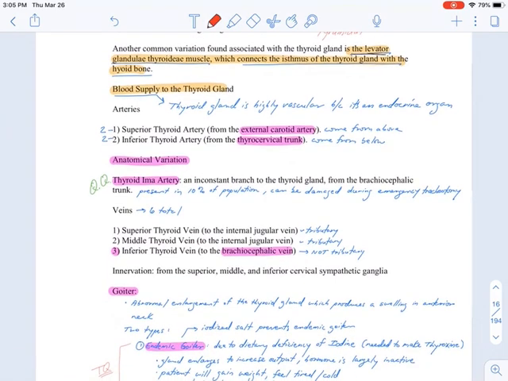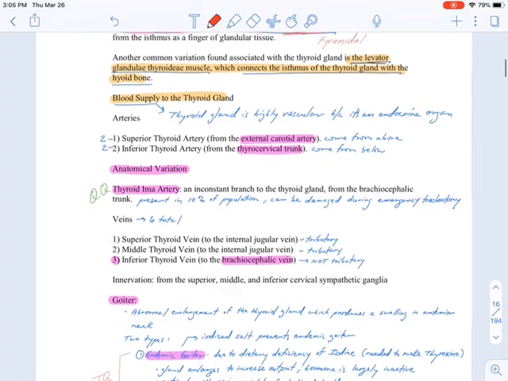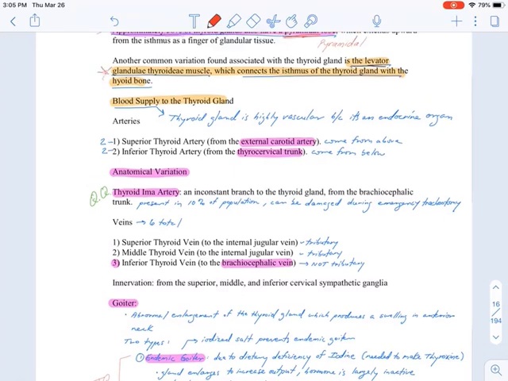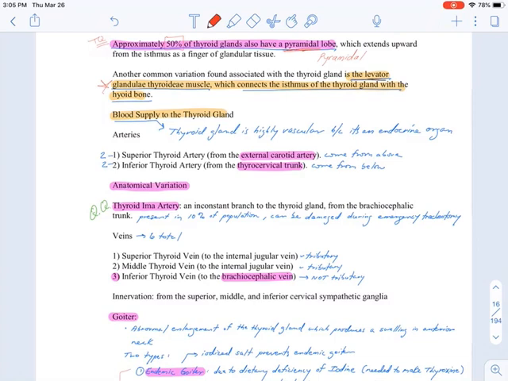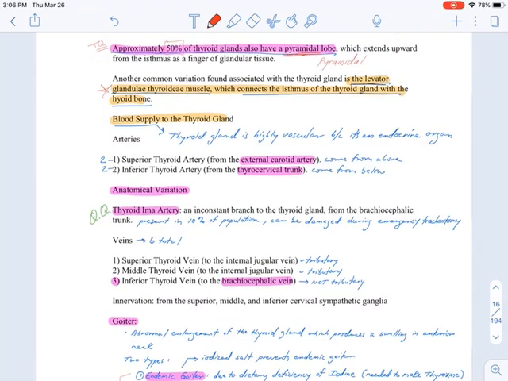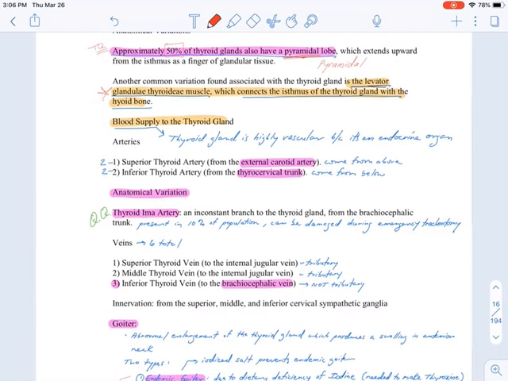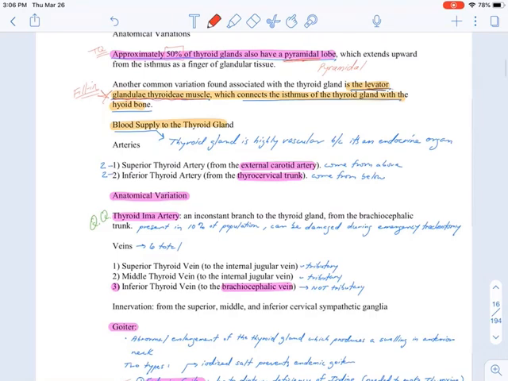Another common variation found associated with the thyroid gland is the levator glandulae thyroidae muscle. We haven't seen a test question over this one yet, but I like to point it out because I feel like if he was going to write a new one, he might pull this guy out of nowhere just because it's such a long one. It could be a potential fill-in. But again, he likes things that have variations. Dr. Duray does.